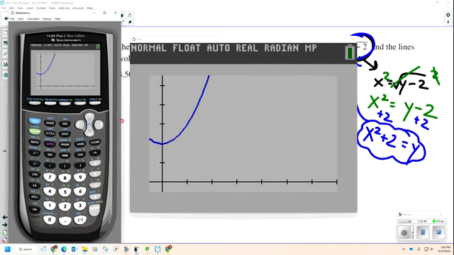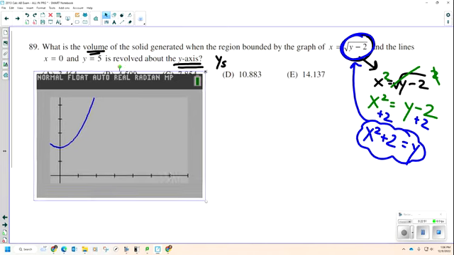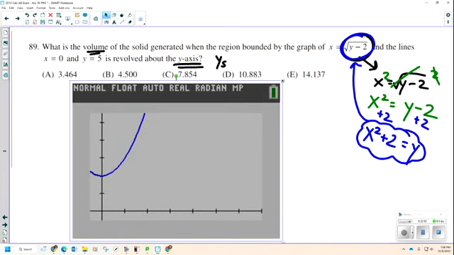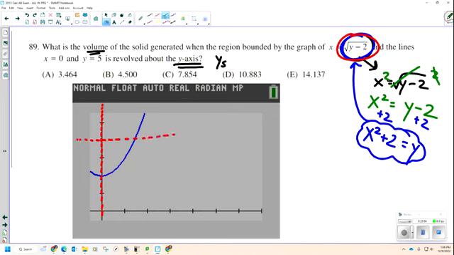Bam. Let's bring this out. There you go. This is the graph of this. Okay, so between this x equals 0 and this y equals 5, here's my section. This is my R. Okay, this is going to be revolved around the y-axis. Revolved around the y-axis.